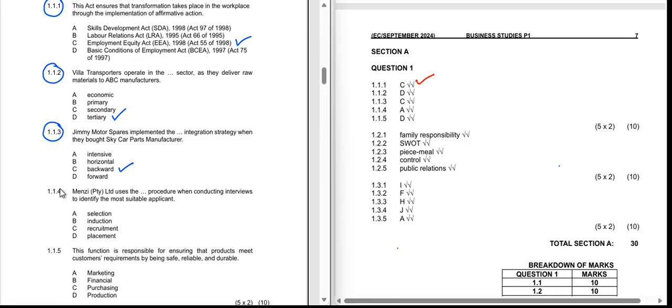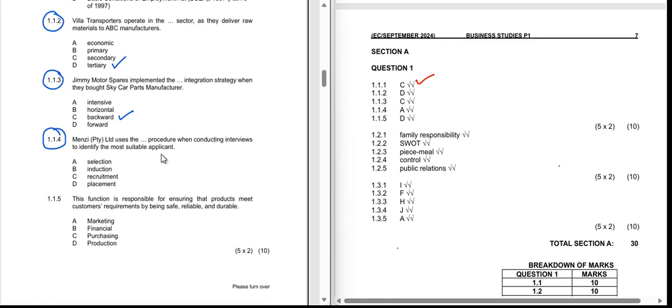Okay, so the next one is number 4. Mensi Pty Limited uses dash procedure when conducting interviews to identify the most suitable applicants. So this one, with selection, induction, recruitment. So this is the selection procedure. That's what we use when you're looking for the best candidate to employ.